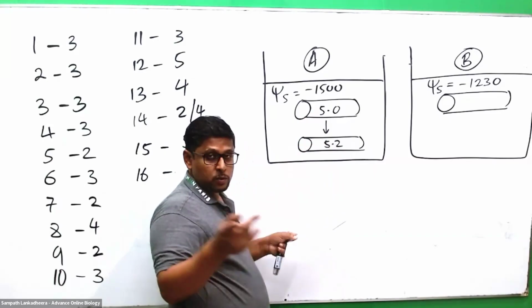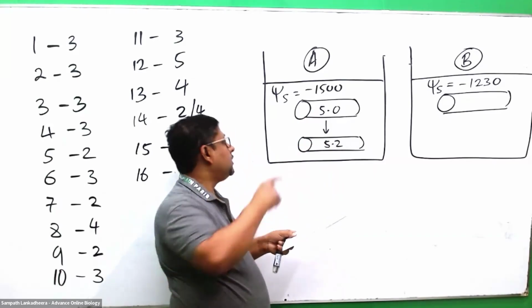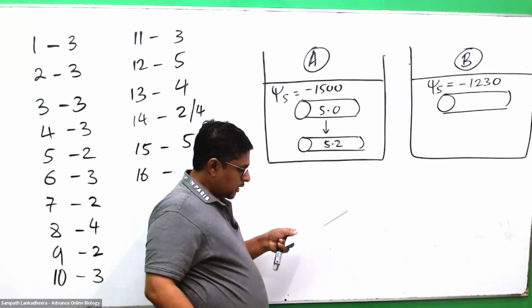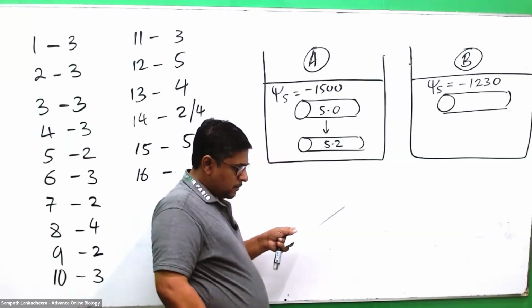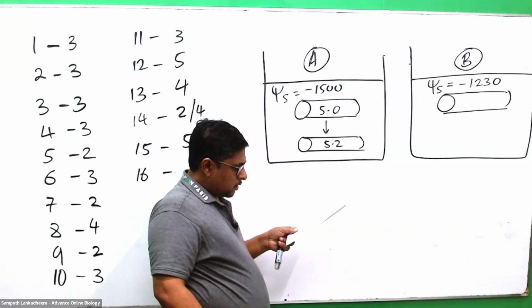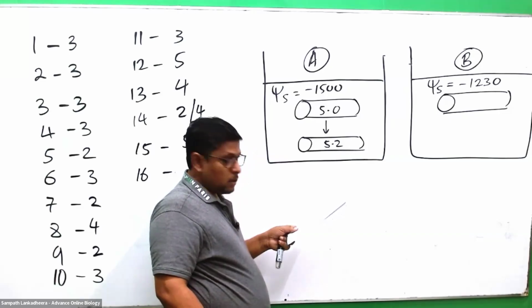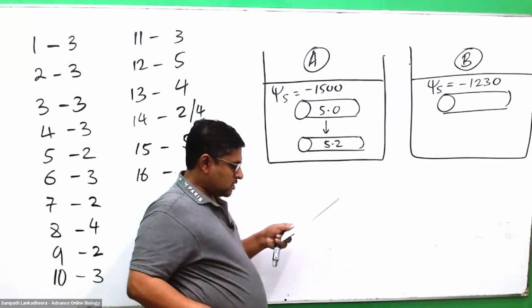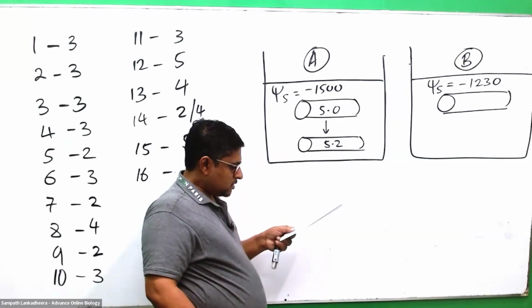Only in the strip immersed in solution A. Now they say only the strip immersed in solution A became 5.2. They haven't mentioned what happened with solution B. After the equilibrium, the length had become 5.2 only in the strip immersed in A solution. So you can assume that in B solution there is no change. Which of the following is not acceptable?